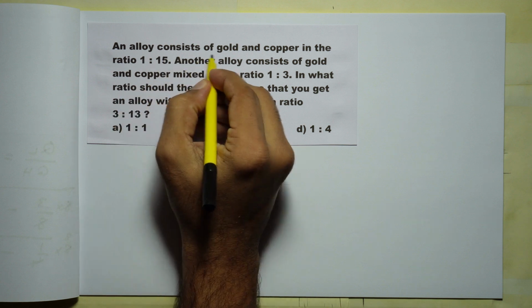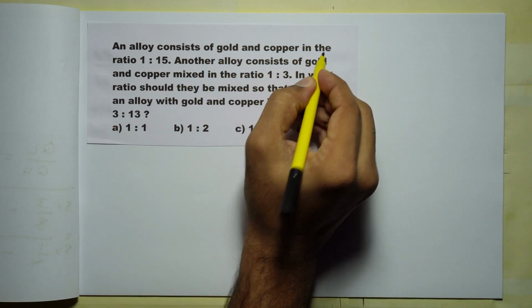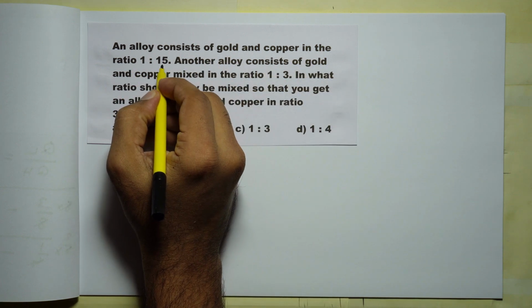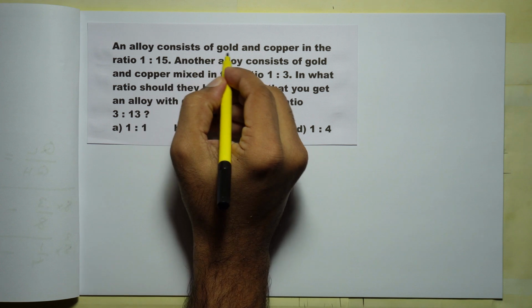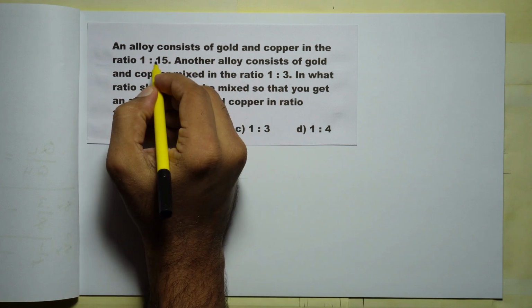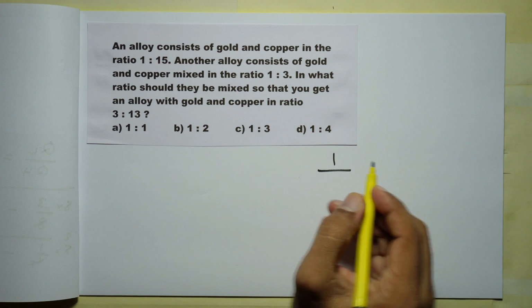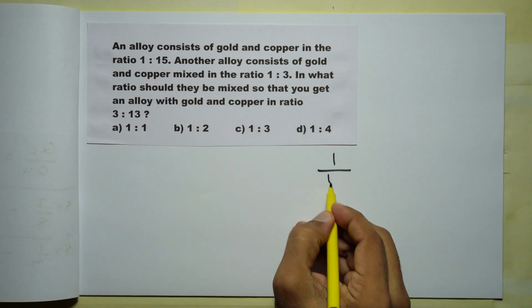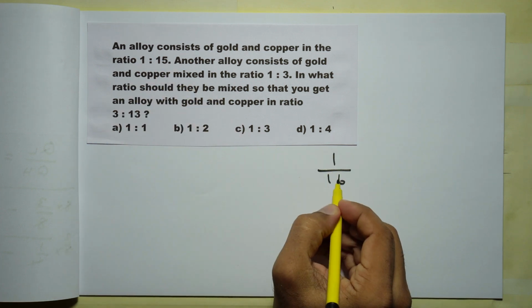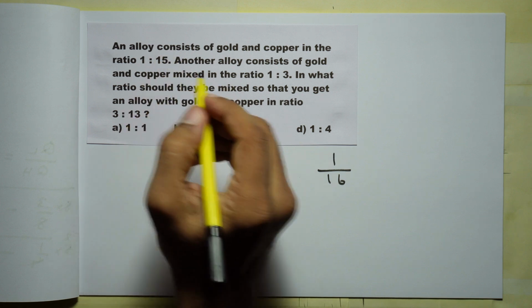An alloy consists of gold and copper in the ratio 1:15. So first we will find the concentration of gold in that alloy. That will be 1 out of a total of 1 plus 15, that is 16. So 1 out of 16, that is the concentration of gold.